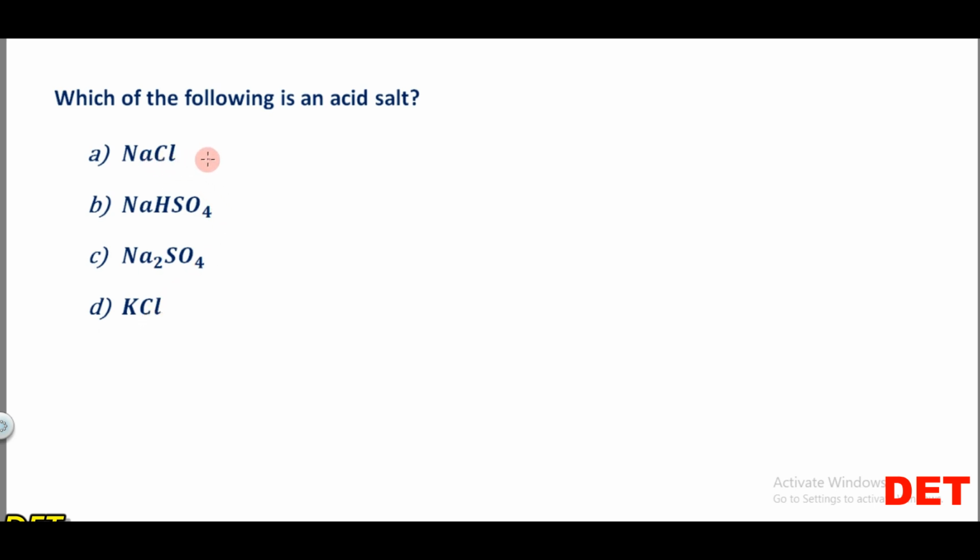So potassium chloride is an example of what? A normal salt. Sodium hydrogen tetraoxosulfate 6 is an example of an acid salt. So our answer is what? Is B, because it still contains a replaceable hydrogen ion. Alright, and that is why it is an acid salt. Sodium tetraoxosulfate 6 is an example of a normal salt. And then potassium chloride is also an example of a normal salt. So the only acid salt we have here is option B, which is sodium hydrogen tetraoxosulfate 6.